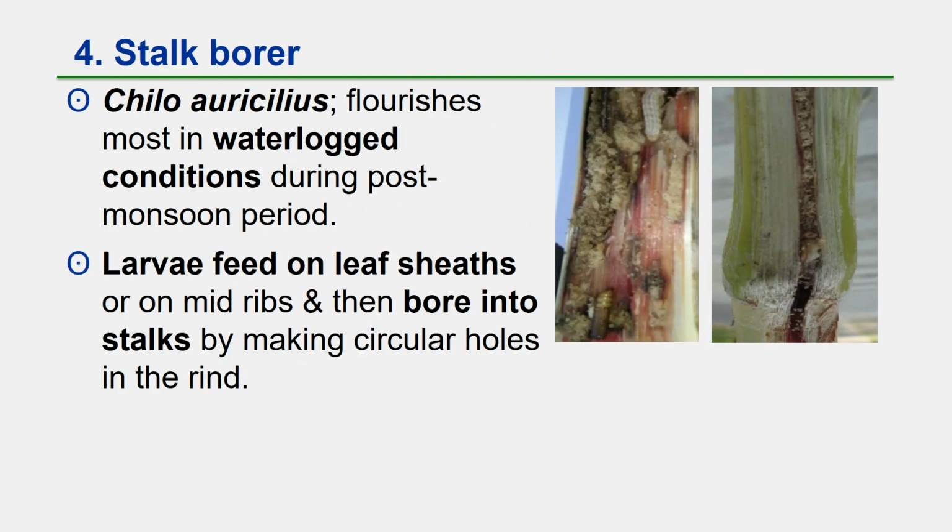Stalk borer, Chilo auricilius, flourishes most in waterlogged conditions during post-monsoon period. Larvae feed on leaf sheaths or on midribs and then bore into stalks by making circular holes in the rind. So, these are the infestation symptoms. You can see larvae here.